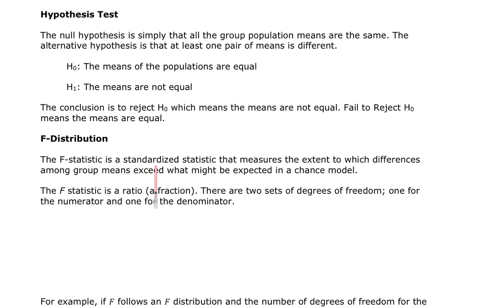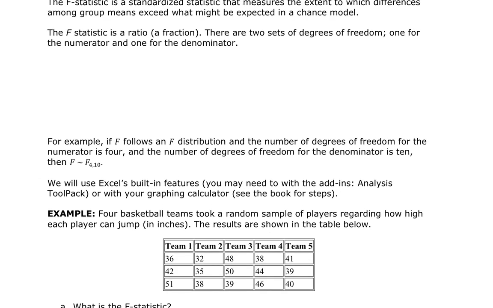The F distribution is a standardized statistic that measures the extent to which differences among group means exceed what may be expected by a chance model. The F statistic is a ratio. There are two sets of degrees of freedom, one for the numerator and one for the denominator. For example, if F follows an F distribution and the number of degrees of freedom for the numerator is 4, and the number of degrees of freedom for the denominator is 10, then it would be noted this way: an F distribution 4, 10.